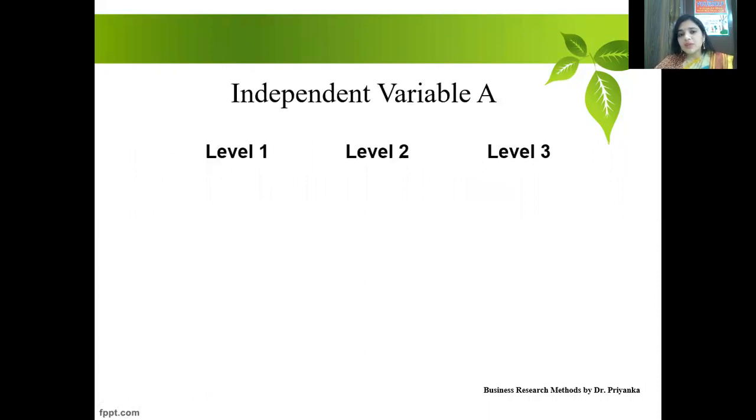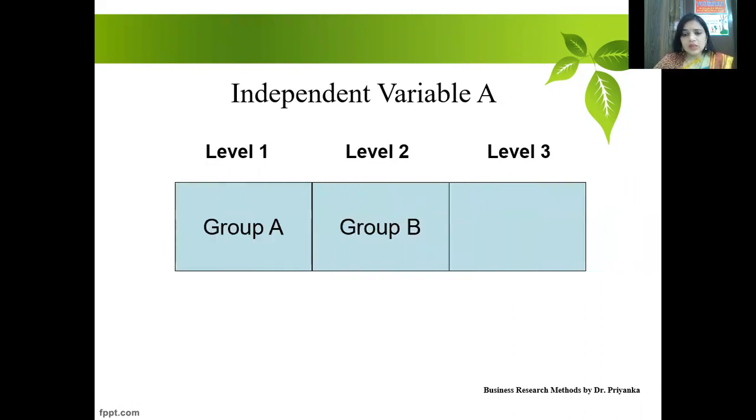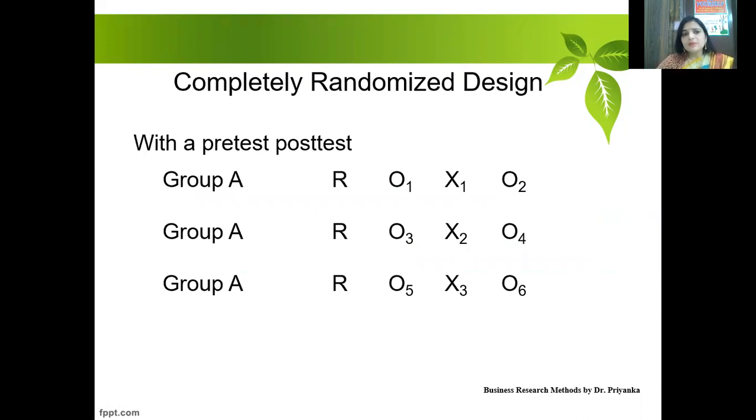In this, the independent variable can have different levels. For example, level 1, level 2, and level 3. You can form them into group A, group B, and group C. You have tried to go with some levels for these groups, and you can formulate this in this way. Group A, their observation before the experiment and their observation after the experiment. Group B, their observation before the experiment and after the experiment. Group C, their observation before the experiment and after the experiment.